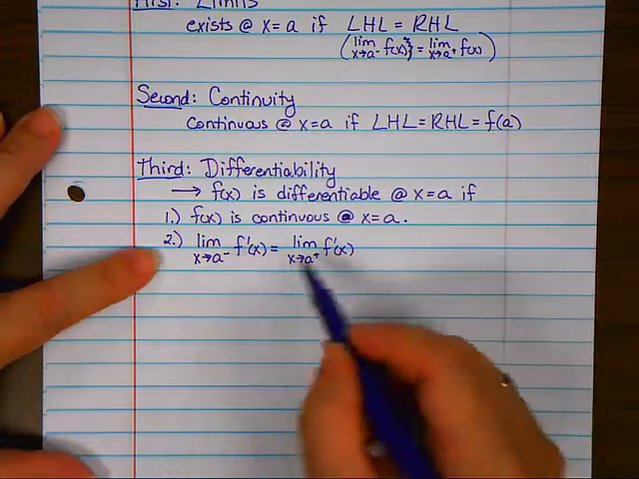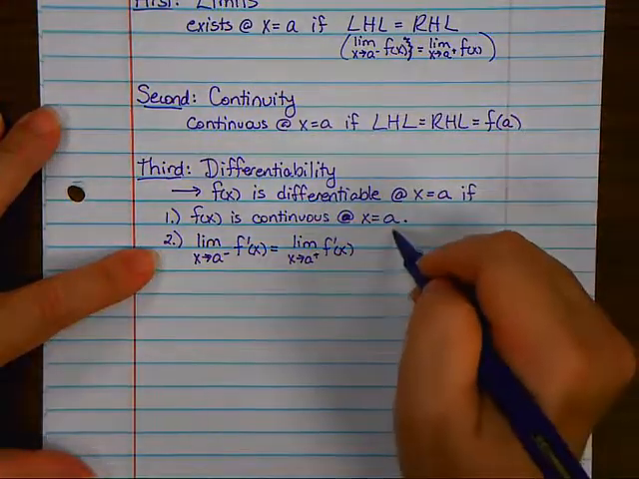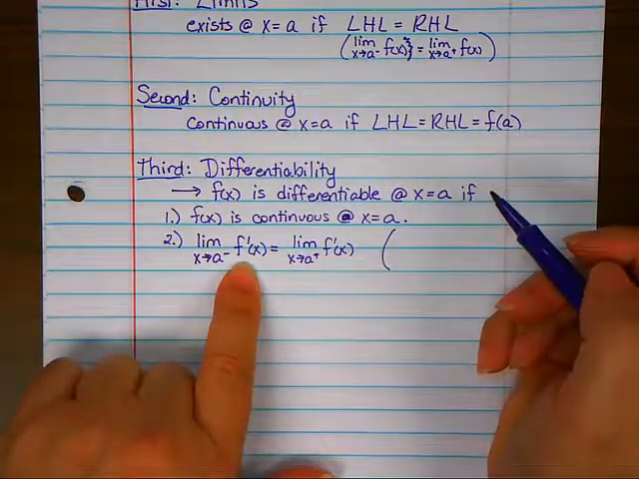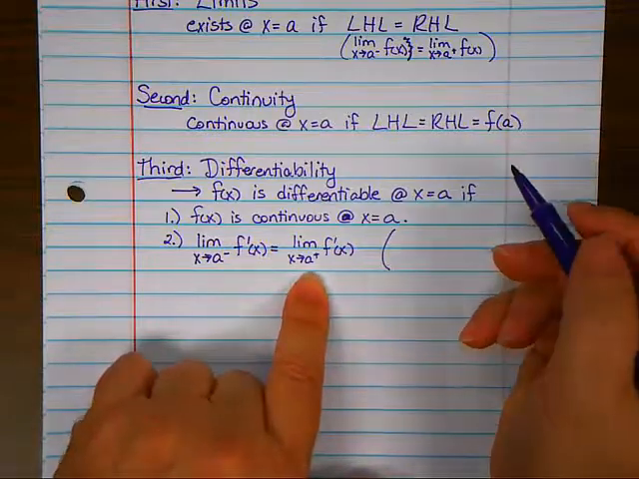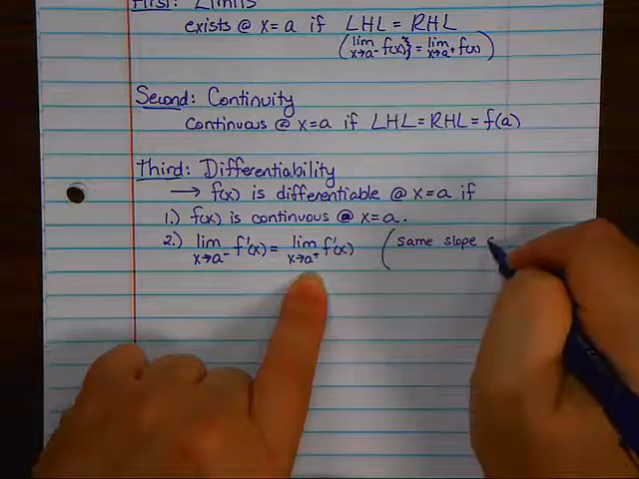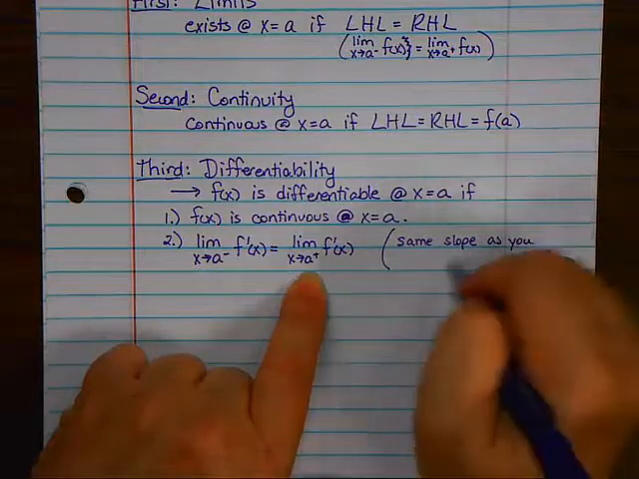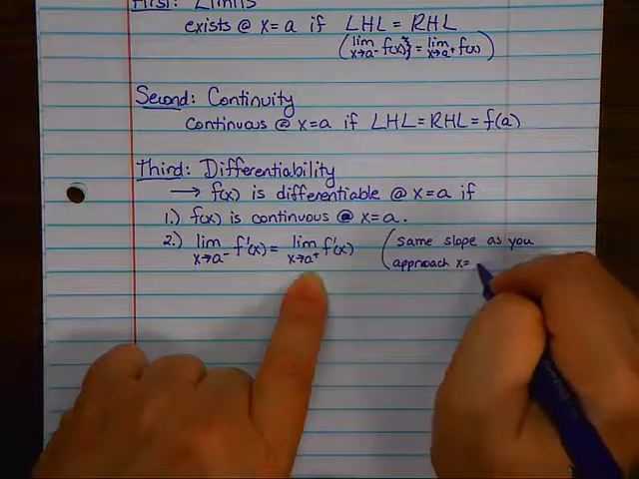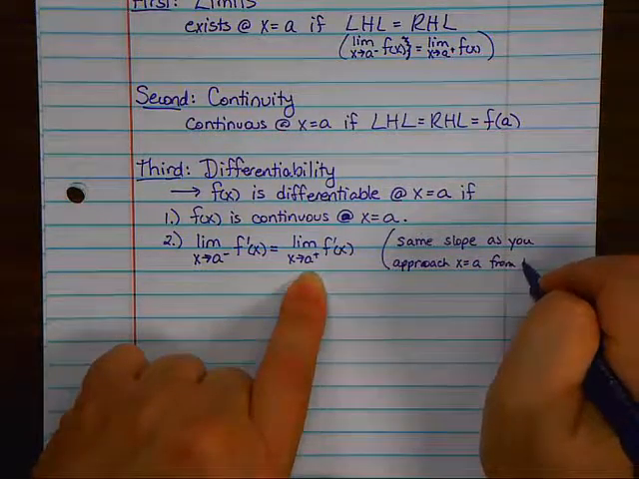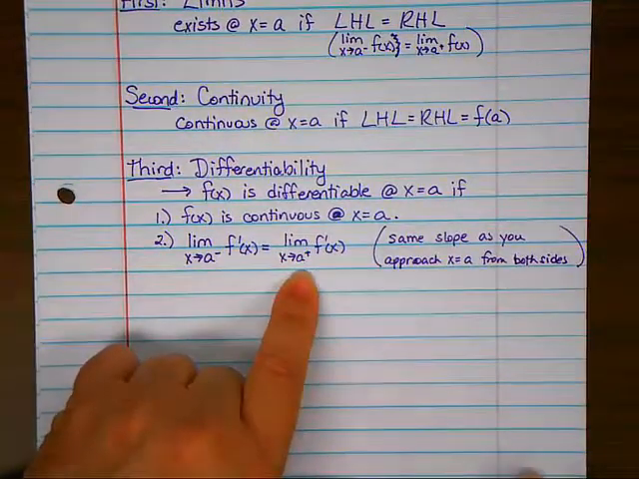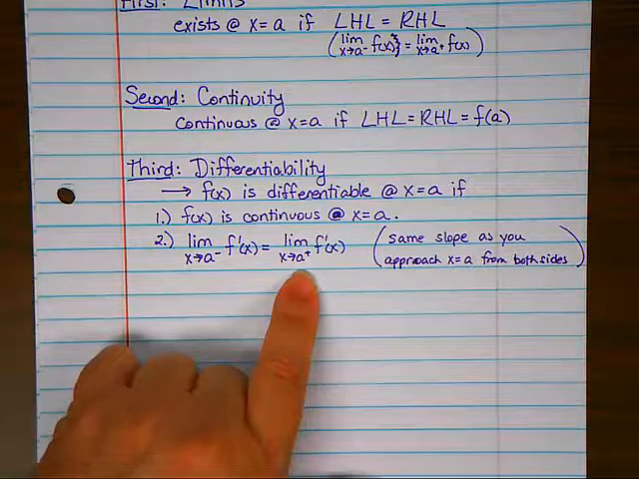You may not know because that's all limit jargon. What it's saying is that the limit of the derivative from the left is the limit of the derivative from the right, or you will see the same slope as you approach x equals a from both sides. You will see the same slope as you approach x equals a from both sides.